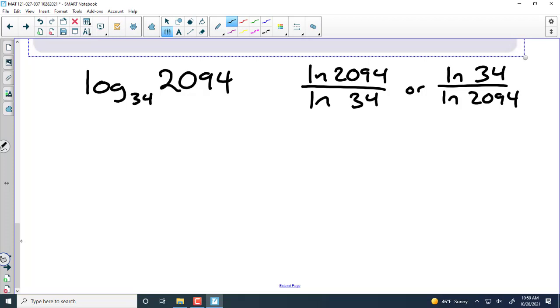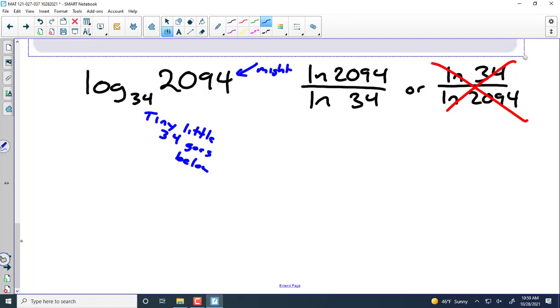And in case you have trouble remembering it, I have a very childlike way of remembering it, but it works for me. I remember tiny little 34 goes below and mighty 2094 on top. This thing's already headed downstairs, and it's childish, but it works for me. It's already headed downstairs, this one's already headed upstairs, so that's how I know how to do it.